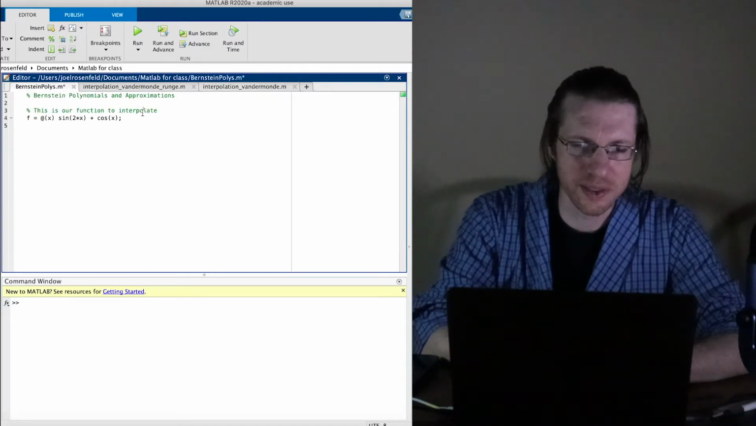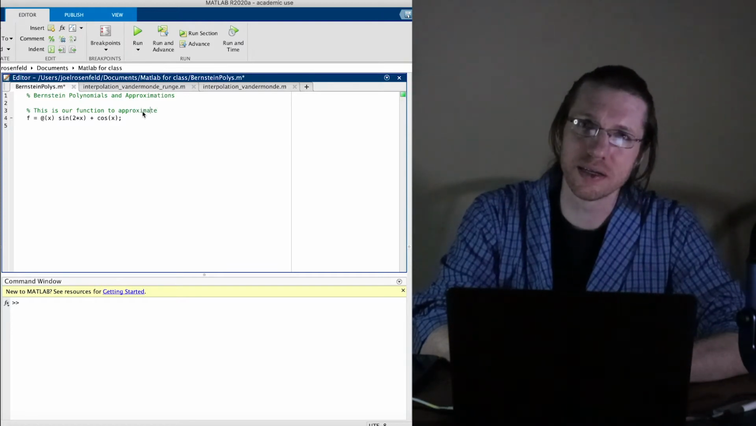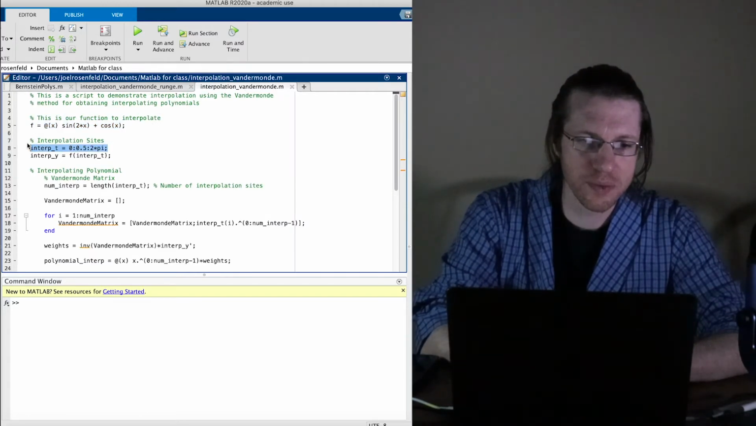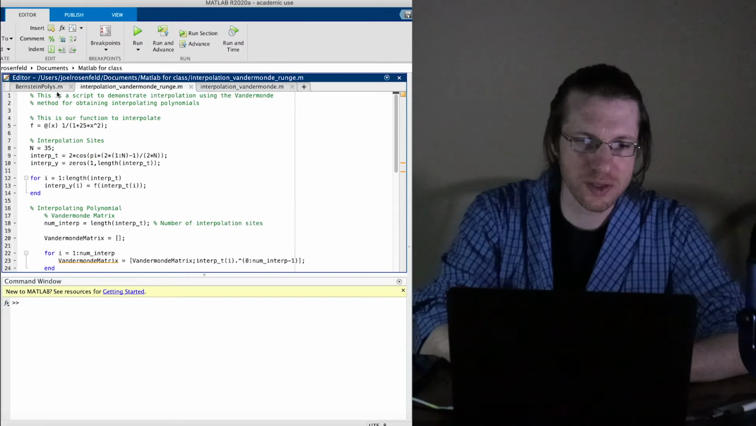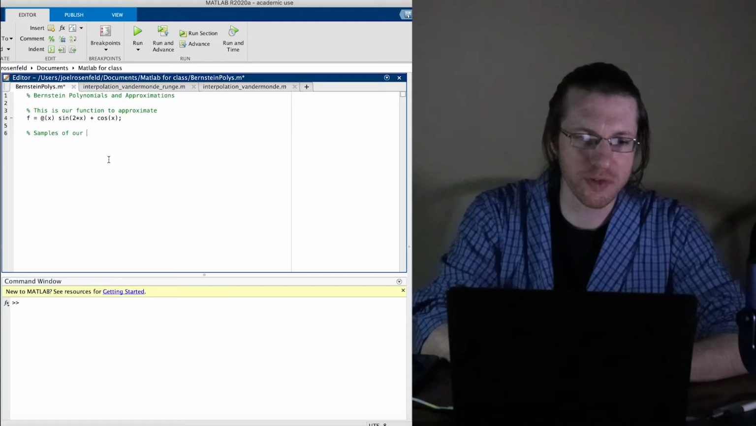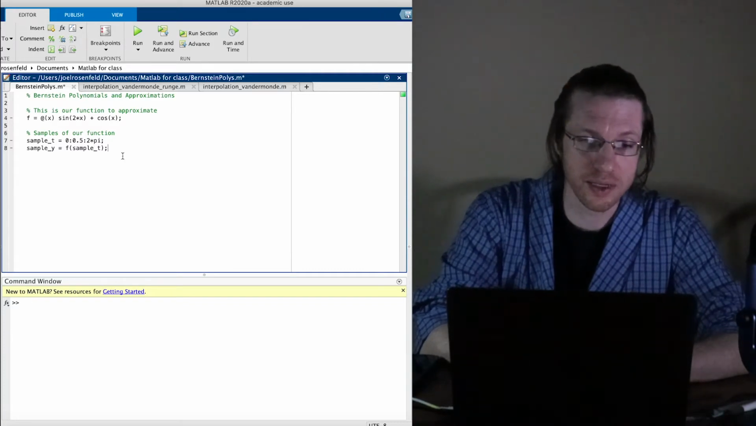This is a nice little function. We're not going to interpolate anymore, we're going to approximate. So we're not matching the points that we're sampling from. These aren't going to be interpolation sites anymore, so we'll just call these samples of our function. We're not interpolating, but we still need information coming from the function. So sample t and sample y. These are all things that we've made in the past, so nothing really complicated there.